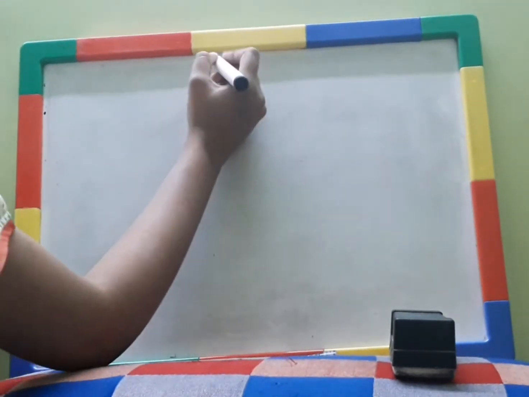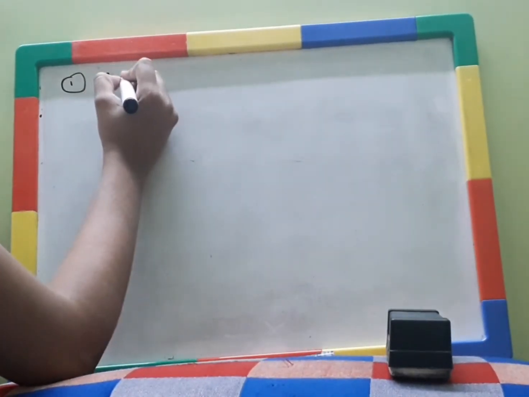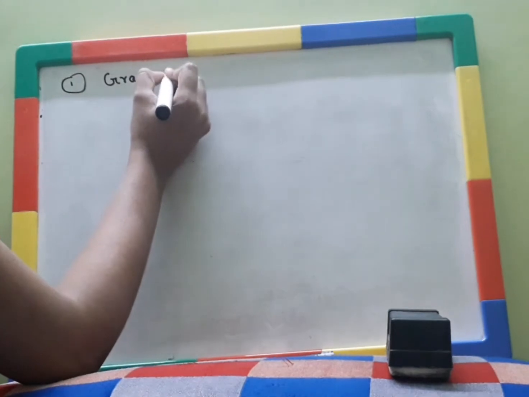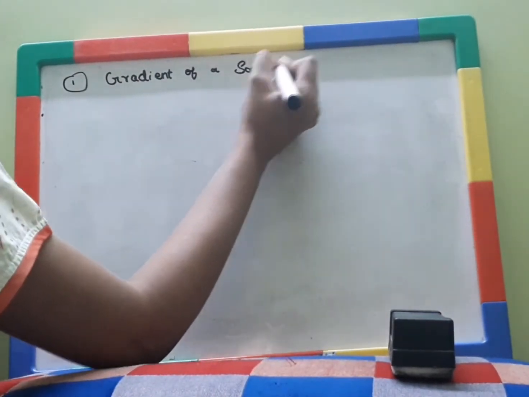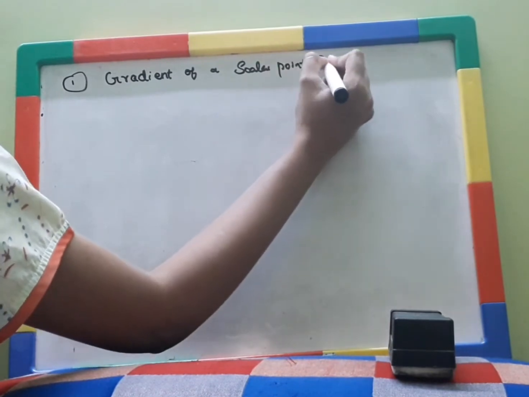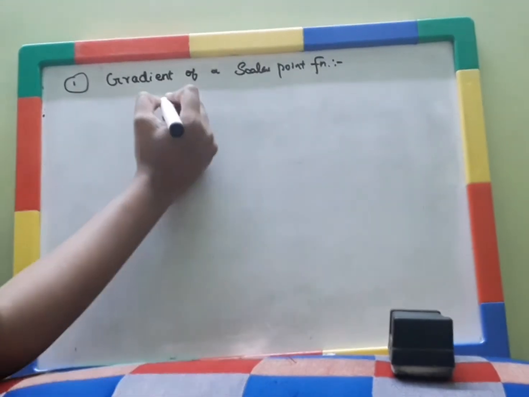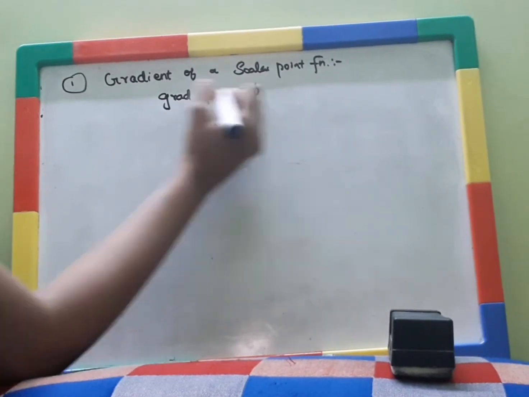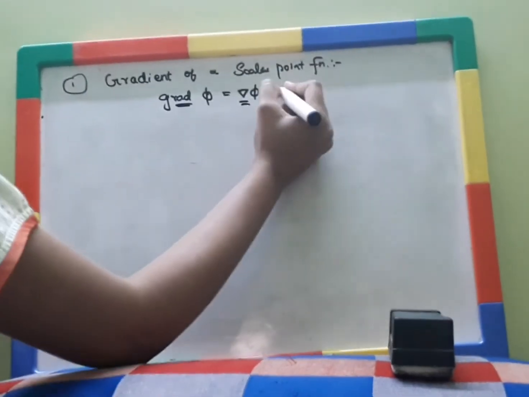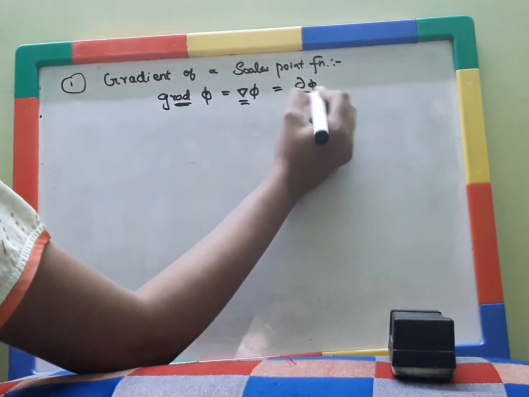Concepts on vector. First, the concept we are going to see is the gradient of a scalar point function. In the gradient of a scalar point function, the scalar point function, as we saw before, is denoted by psi, and we will use it. Del psi is going to be used here.